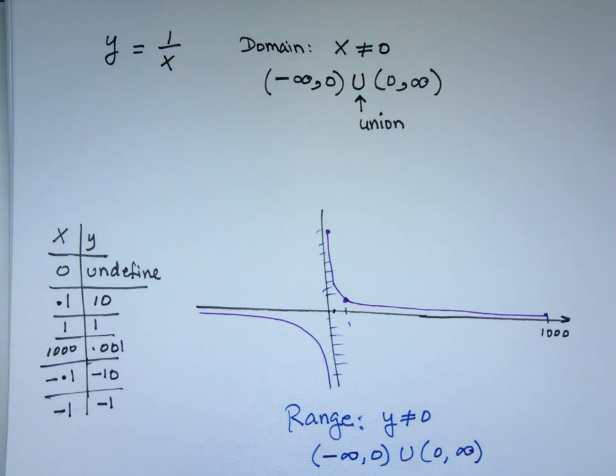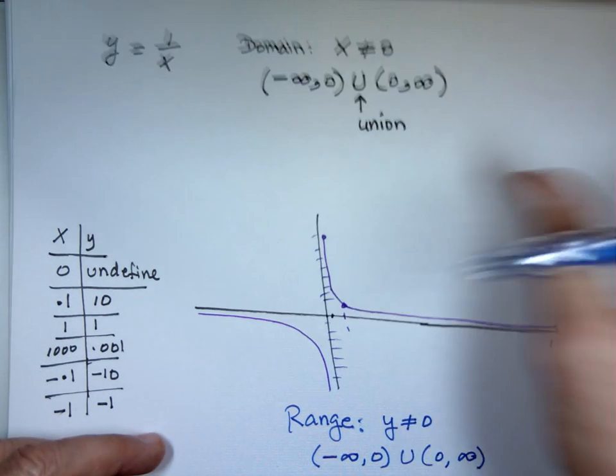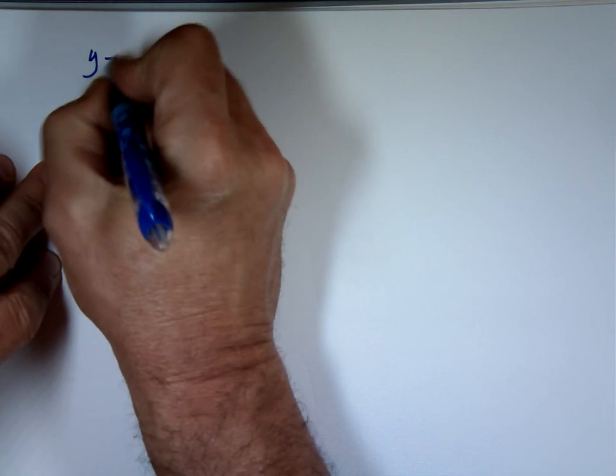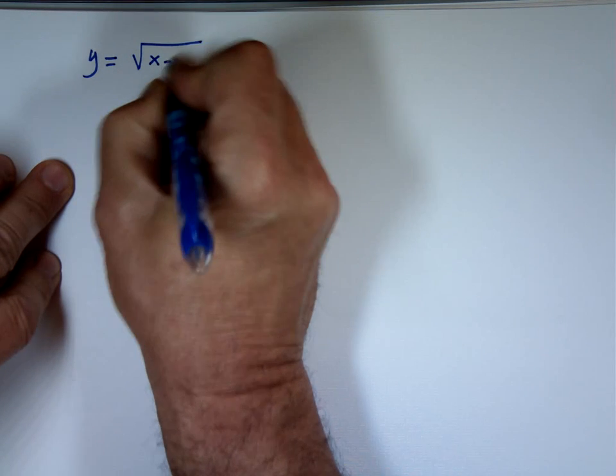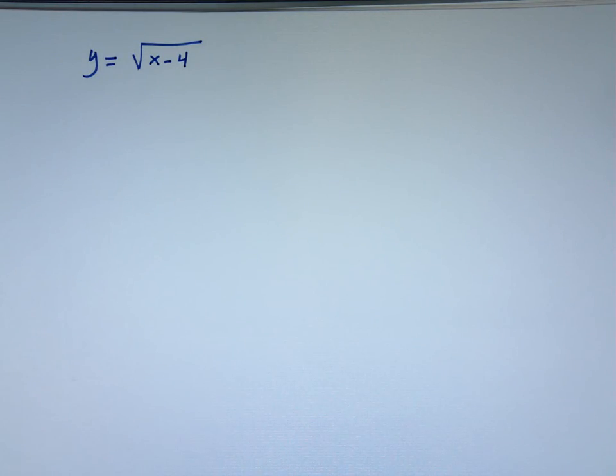So when we ask you for the domain, there are two places to pay attention to. Do you have fractions? If you have fractions, find out what value or values will make the denominator of the fraction 0, and whatever value that is, you can't use it. The other place is when you have a square root. You know you can't take the square root of what? A negative number. So if I asked you the domain for y equals the square root of x minus 4?